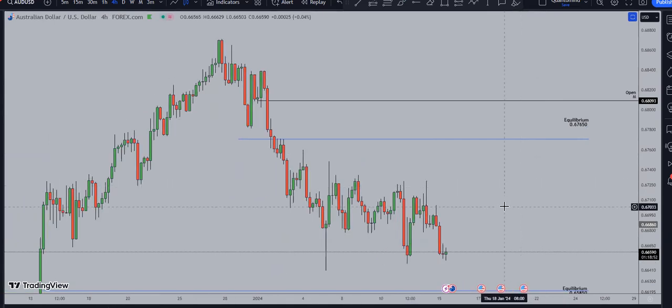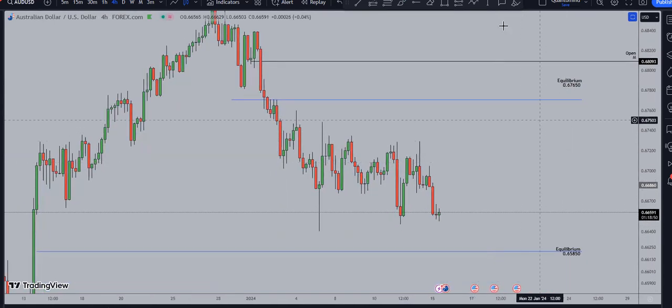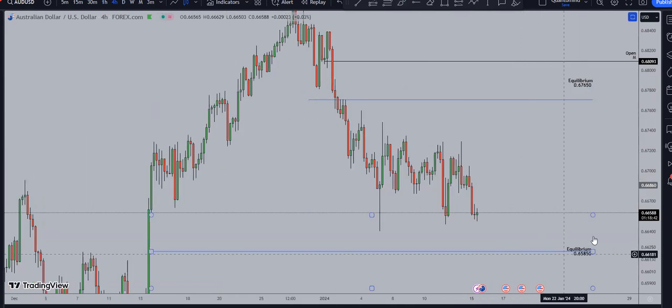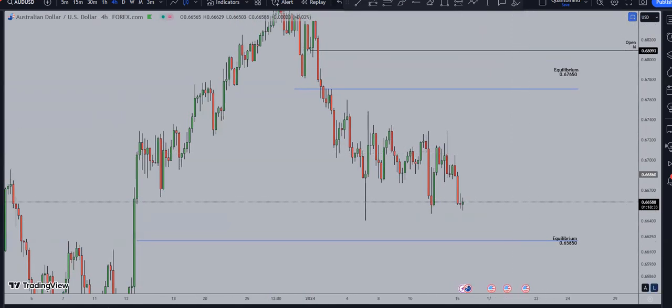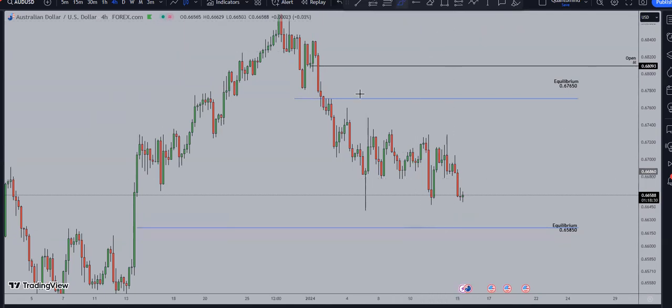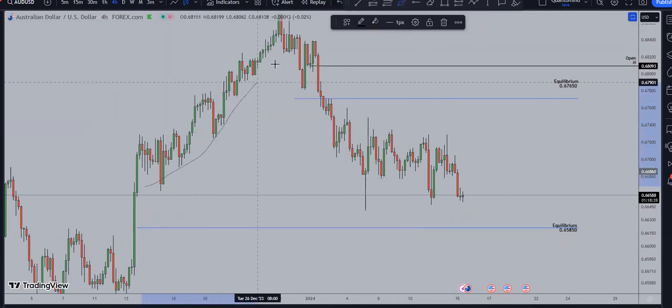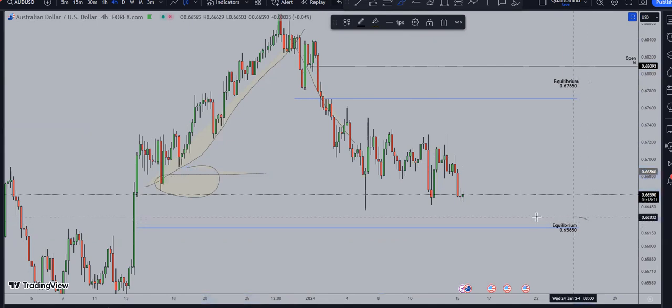Next one is the Australian dollar. The sellers are willing to supply at 0.67650, and the buyers are demanding a lower price, which is 0.65850. So in this case, we can see that in the past on gold, the market created a liquidation area. It has fulfilled that duty, and now it's at the demanding price.